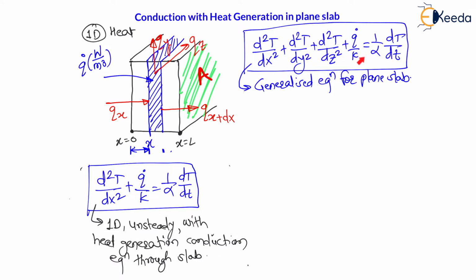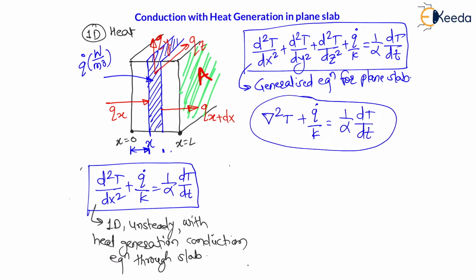Therefore, my dear students, the same equation in mathematics is written as del square T plus q dot by K is equal to 1 upon alpha dT by dt, right? This is called the 3D unsteady with heat generation conduction equation for a plane slab. Now, my dear students, this alpha is nothing but thermal diffusivity.